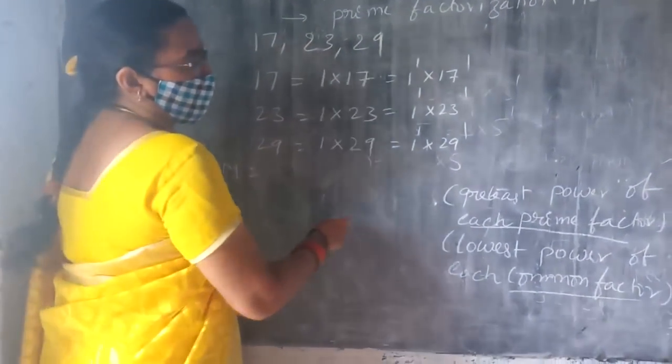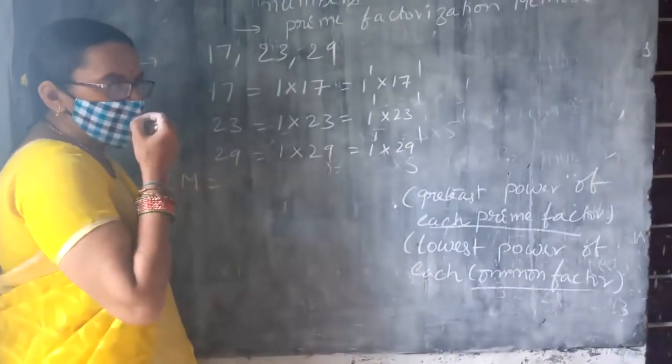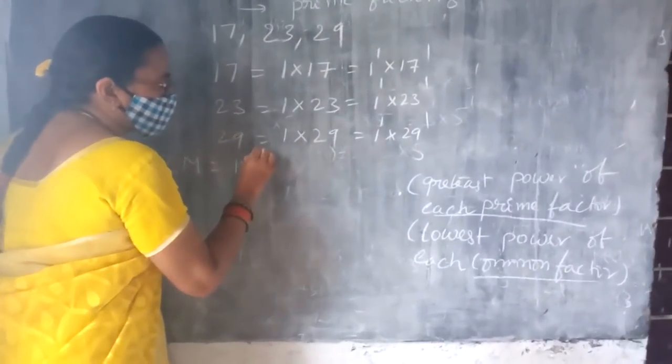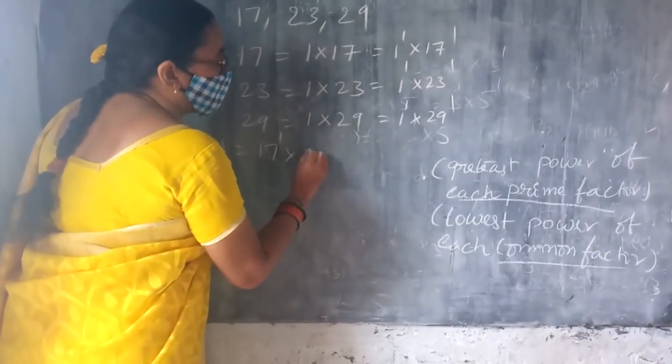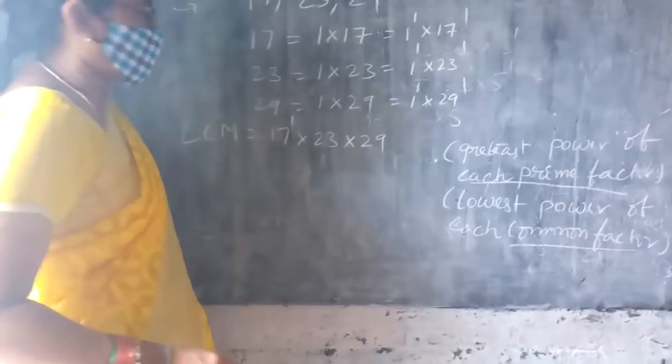Okay. LCM means greatest power of each prime factor. In the first number, the prime factor is 17 power 1. In the second number, prime factor 23. Third number, 29. Okay, children?